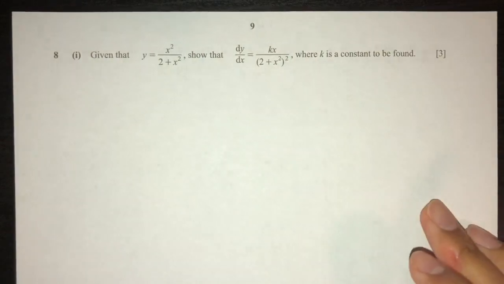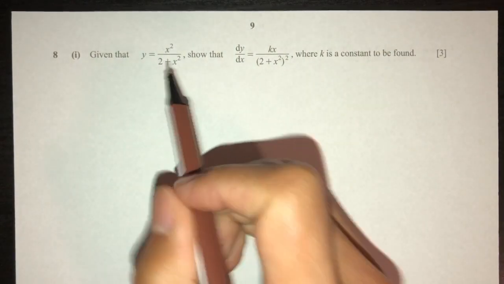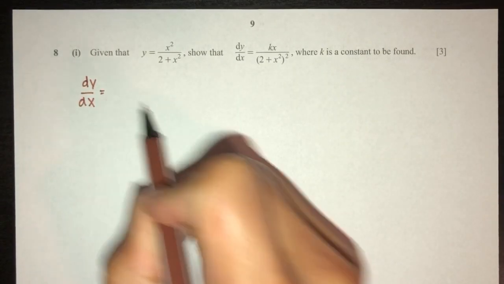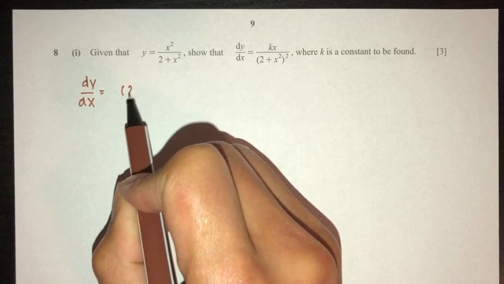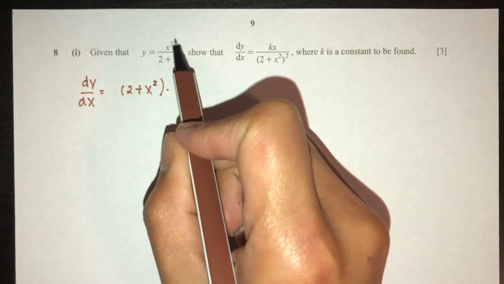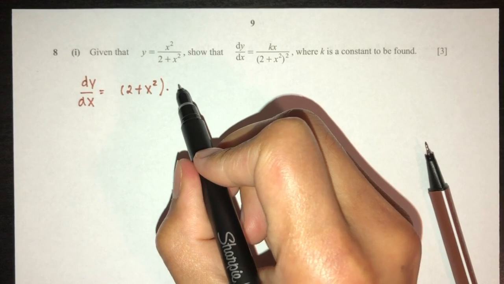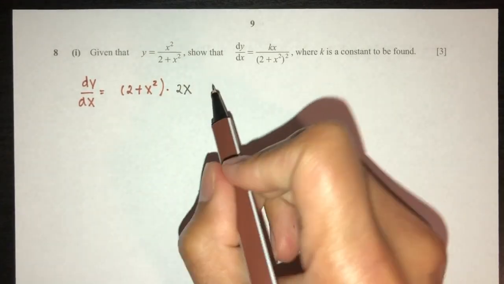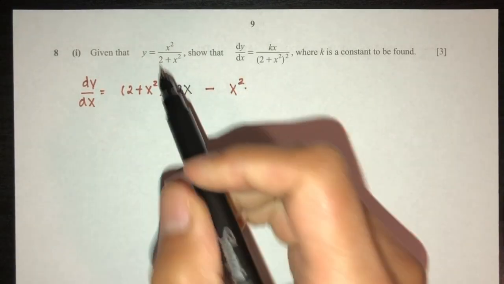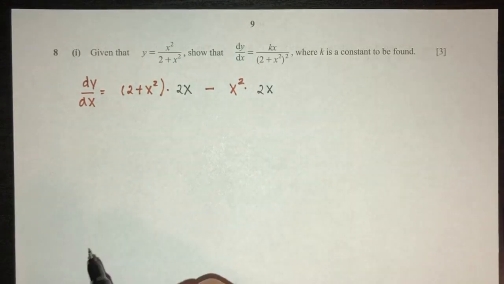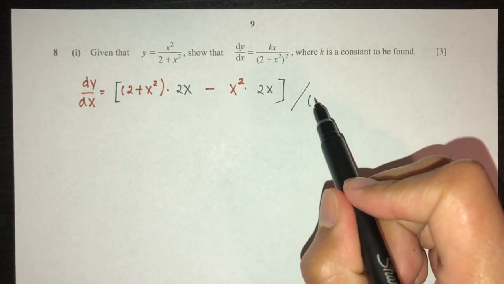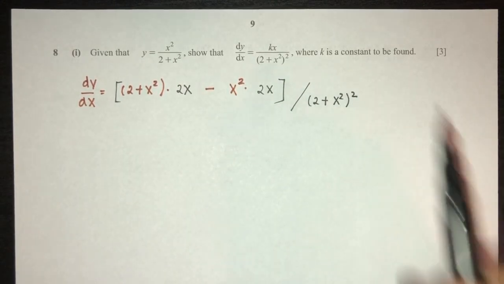So given that we have this y, find dy by dx. As you can see, this one is a fraction. We can use the quotient rule. Pretty easy. So dy by dx is equal to, first you have to bring this up. That will become 2 plus x squared. You leave it by itself. Then you have to do dy by dx of the top. That will become 2x. Then we have to minus. Then we leave this one alone, so x squared. Then we have to do dy by dx of the base. That will become 2x. Then we have to divide everything by the base squared, which is 2 plus x squared, squared.